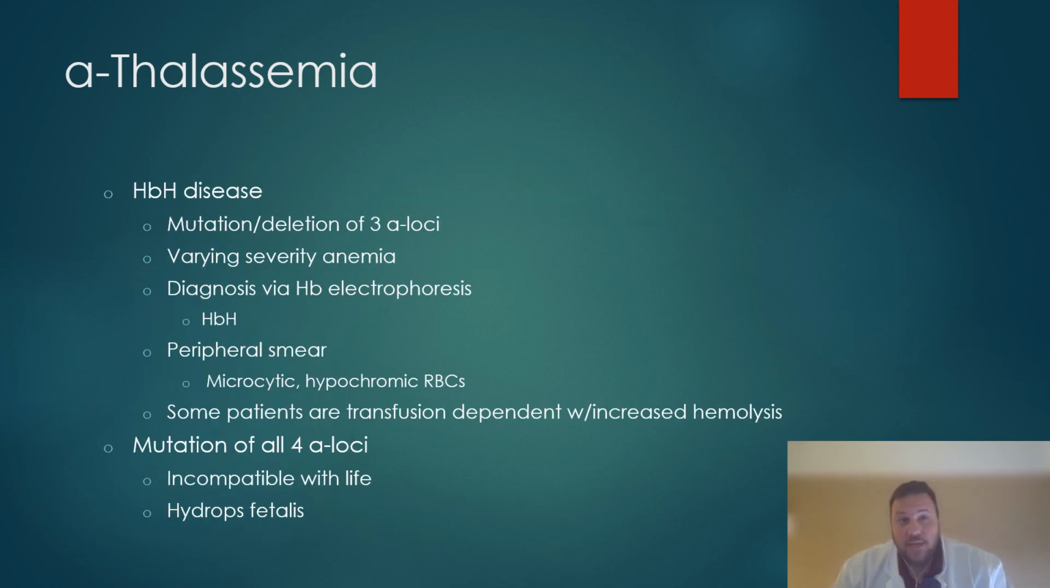Continuing on with alpha thalassemia, the next one is HbH disease, which is mutation deletion of 3 alpha loci out of 4. So 3 loci out of 4 are deleted. You're going to get a varying severity anemia. A patient could be extremely anemic that requires transfusion, or a little bit less that doesn't require transfusion. The diagnosis, like other thalassemias, is hemoglobin electrophoresis, where you're going to get HbH. Peripheral smear, microcytic hyperchromic anemias, but the iron studies will be typically normal. Remember that. Some patients are going to be transfusion dependent with an increased level of hemolysis, especially in the cases of infection when there is a physiological or pathological stress to the body.